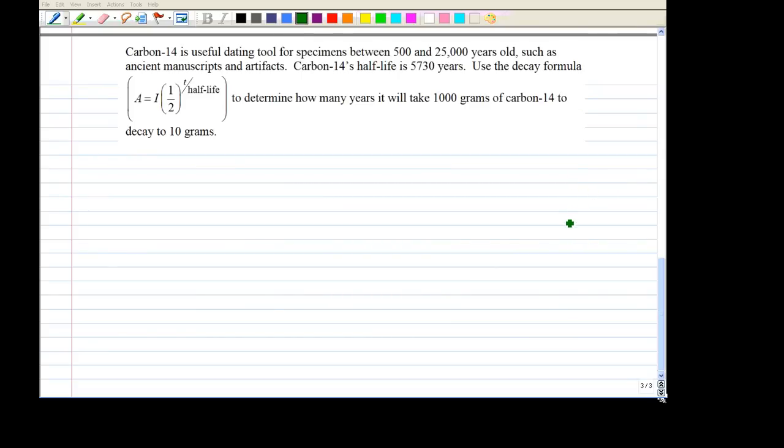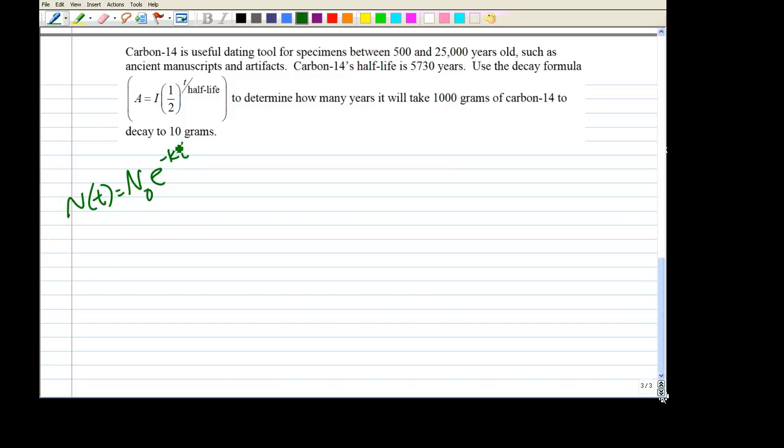Carbon-14 is a useful dating tool for specimens between 500 and 25,000 years old, such as ancient manuscripts and artifacts. Carbon-14's half-life is 5,730 years. Use this decay formula, which you'll notice is a little bit different than the one that you had in your book that looked like this. Remember, we've seen that one. I've even possibly used this one in another video.